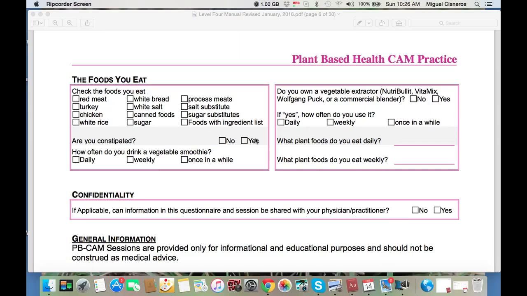How often do you drink a vegetable smoothie? Daily, weekly, once in a while? We recommend a daily vegetable smoothie, and that's where you're going to get your active vitamins. Because vitamins, plastic vitamins, even the AMA goes against them. It's dead. It's not live. It's a synthetic copy of the live vitamins.